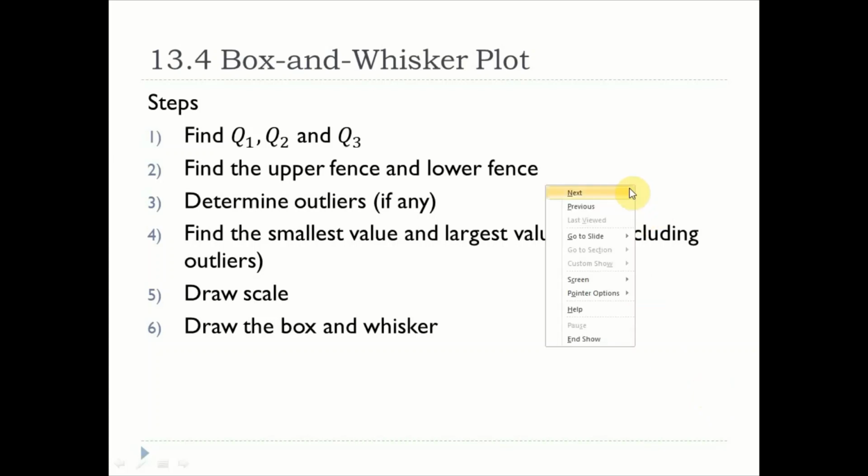Today we are going to go into box and whisker plot. Okay, so subtopic 13.4, box and whisker plot.